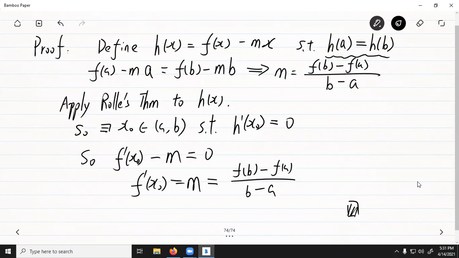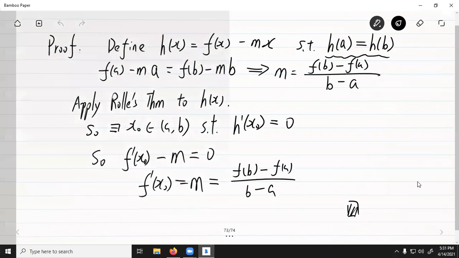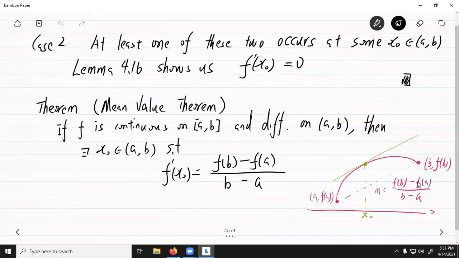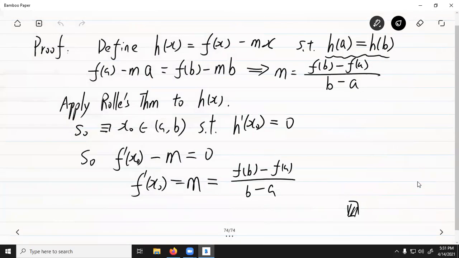So the mean value theorem is very useful. So this is the mean value theorem. It's one of the key tools for turning information about the derivative of a function into some information about the geometry of the graph. So why is it called geometry? Because this represents the slope, right? Okay. So this is a very, very useful theorem. So we can use this theorem to prove a lot of things.